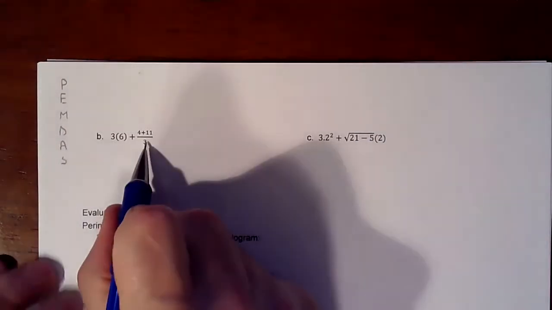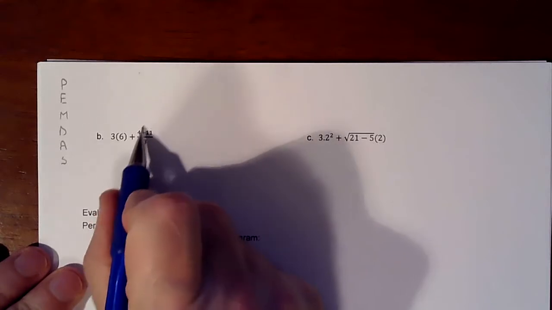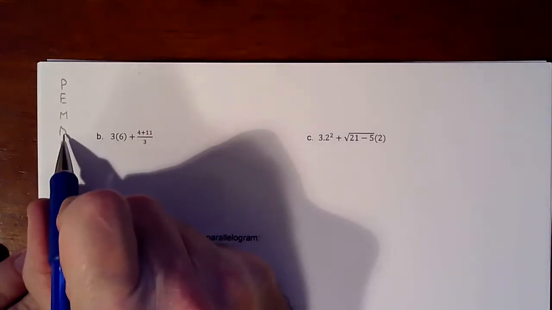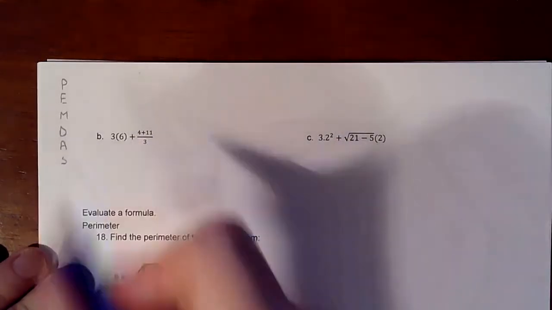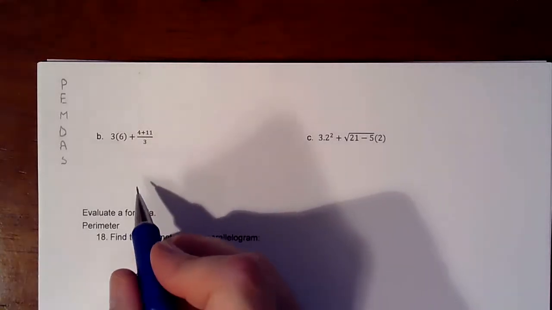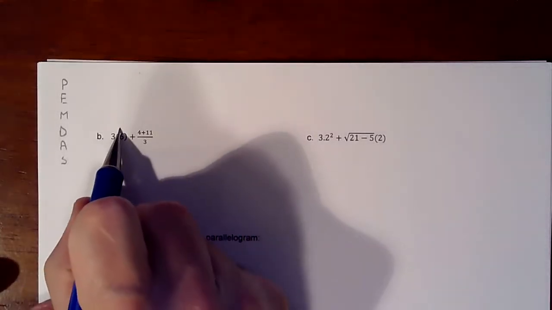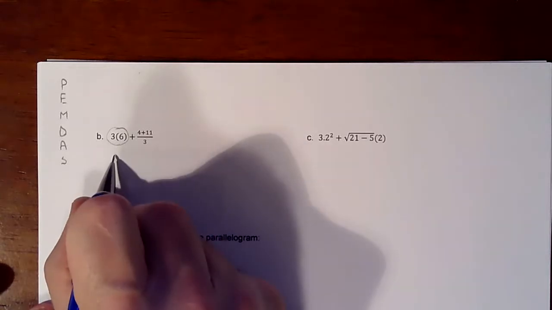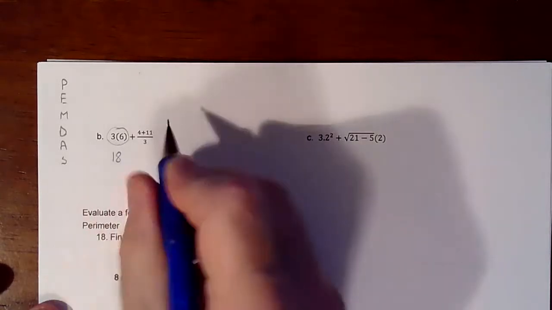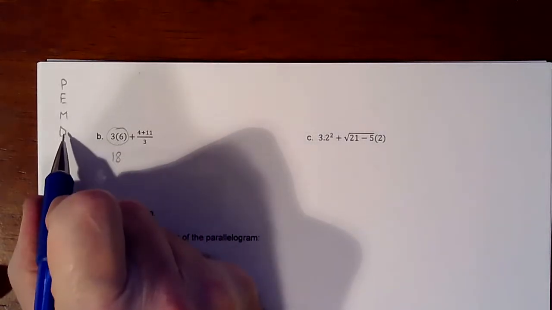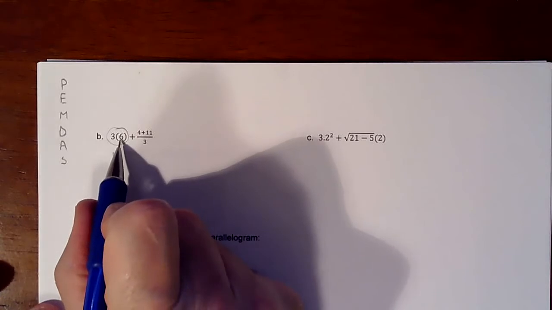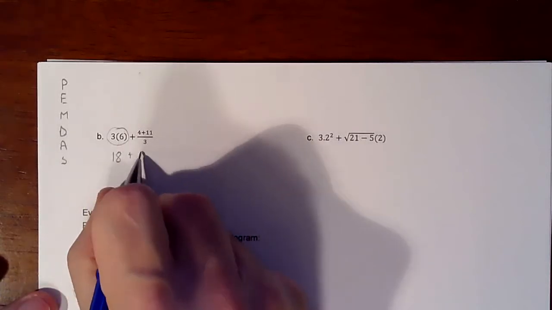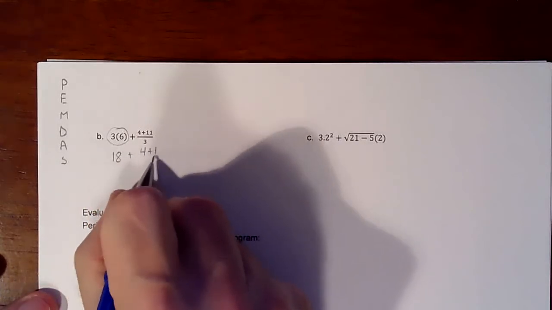So PEMDAS, we have this fraction. This fraction is actually a division problem, okay? But we do have multiplication. So we'll take care of the multiplication first. So 3 times 6 is 18. And the only reason I'm doing the multiplication before the division is because it's just further to the left. So that's 18 plus the fraction.